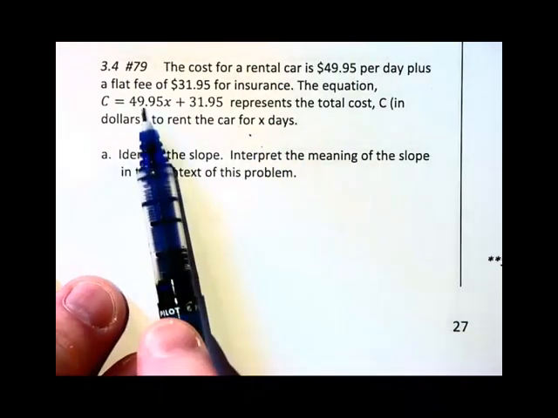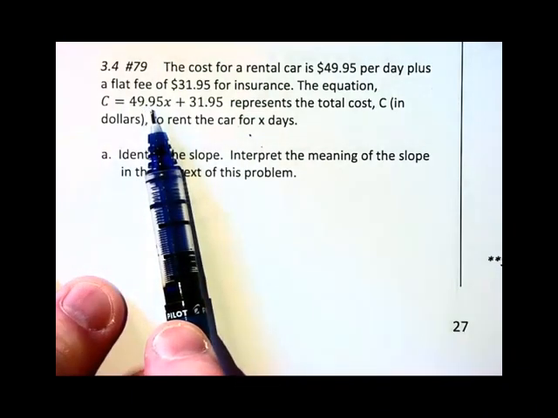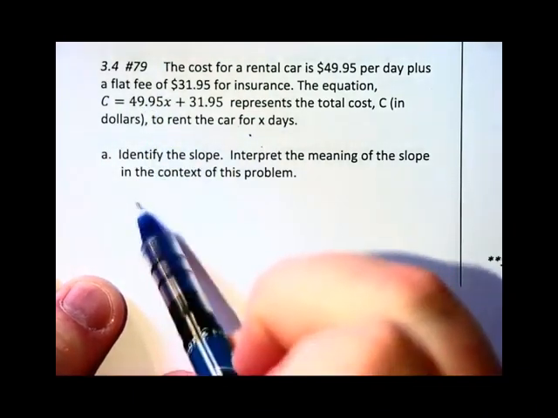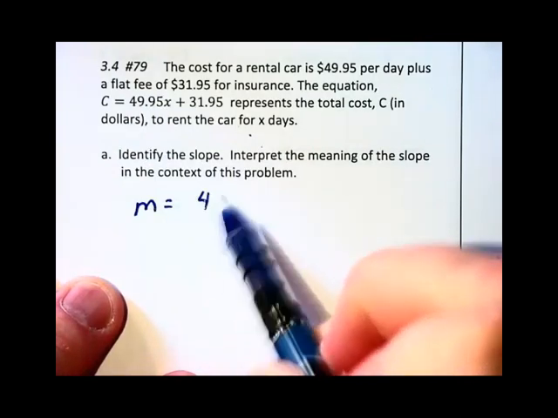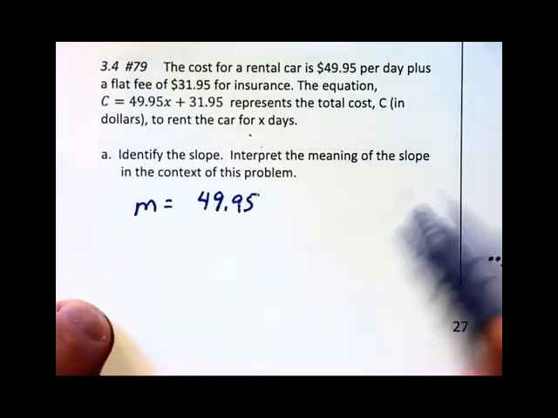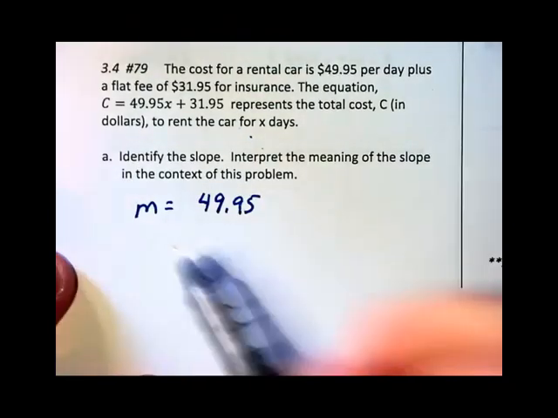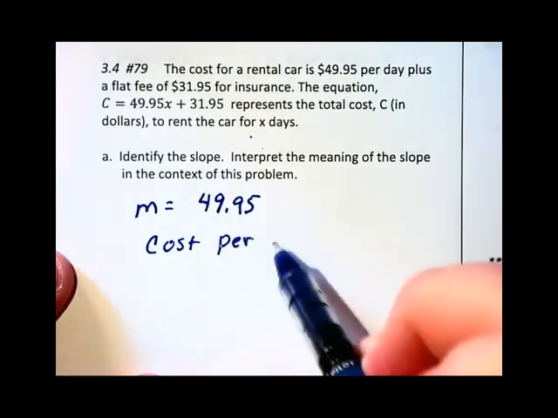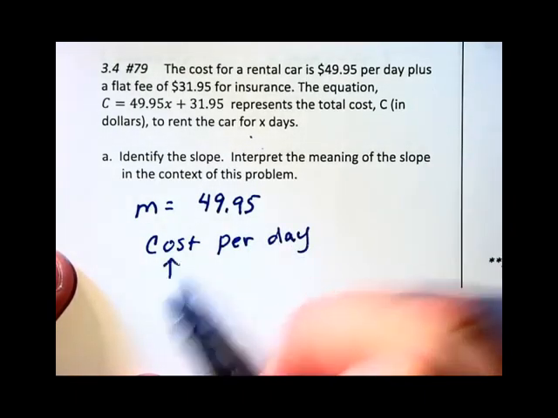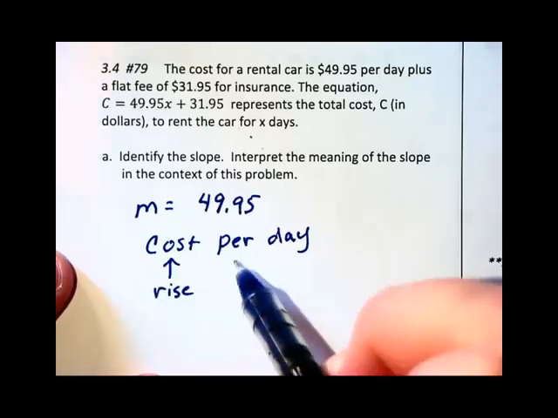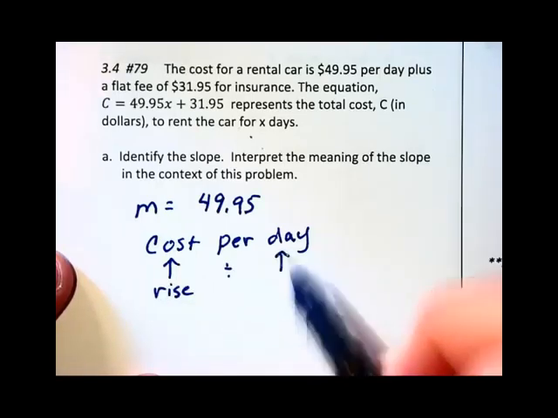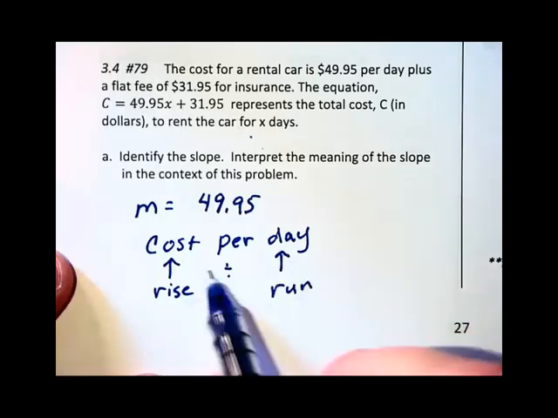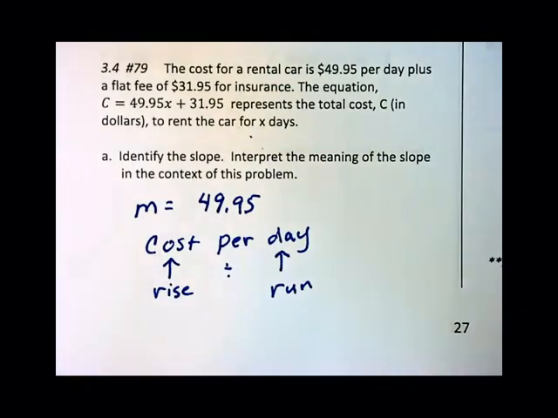Identify the slope. Well, notice that the slope here is the number in front of x. So m is going to equal 49.95. Now what does it represent in meaning? Well, technically it's going to be the cost per day. And the cost is actually your rise, and the per day, that per means divide, by day, which is run. And notice what you've got, rise divided by run. Whenever you interpret the slope of a line, you always want to get a rise and a run somehow in your description.